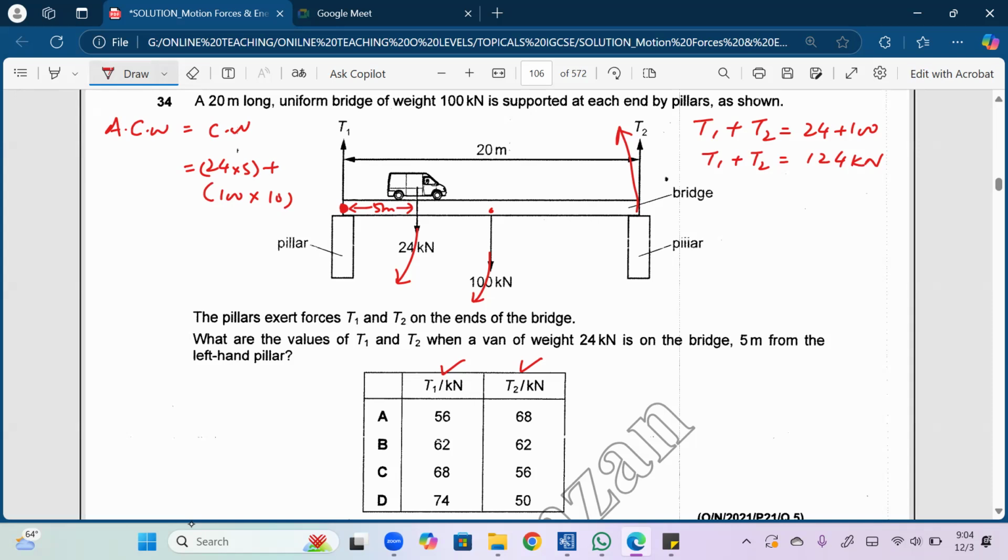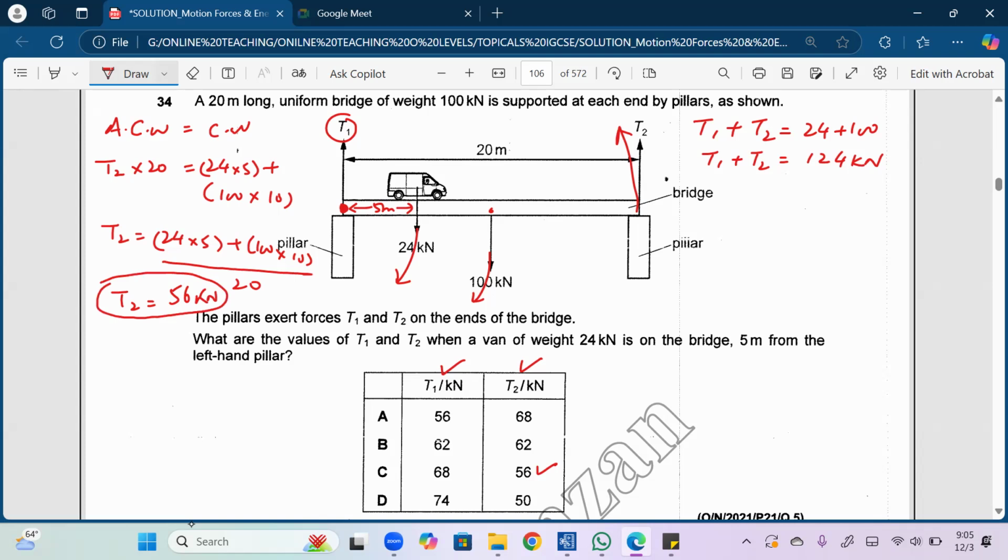What are the anti-clockwise moments? Anti-clockwise moments are T2 times 20. Why are we not taking T1? Because the line of action of the force is passing through the pivot. So T2 would be equal to 24 times 5 plus 100 times 10, divided by 20. So T2 is equal to, let me solve it. It is going to produce 56. So T2 is 56 kilonewtons.